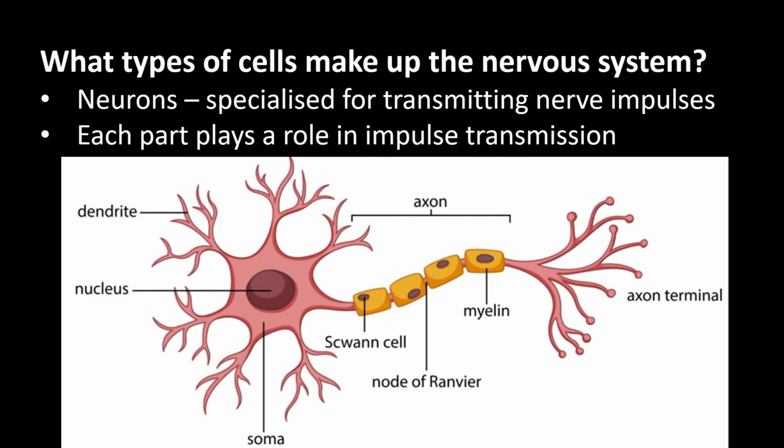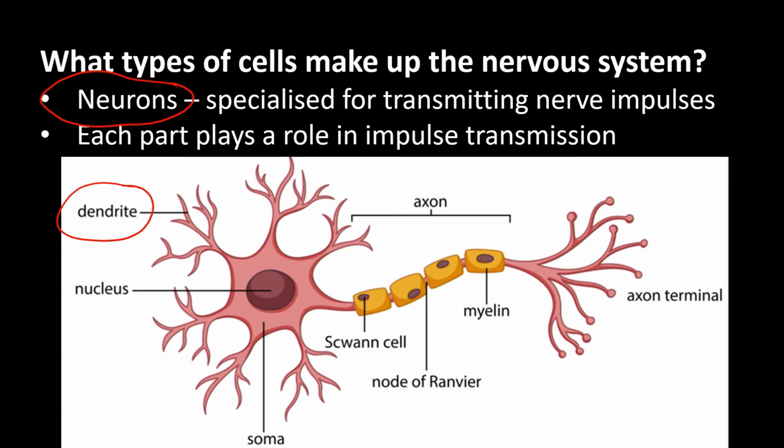Let's have a look at what a neuron looks like. Okay, so we're looking at nerve cells or neurons, and they are very, very specialized cells because they have to be able to conduct nerve impulses all over our body to enable us to react to what is happening in our surroundings. So, let's have a look at what they have.